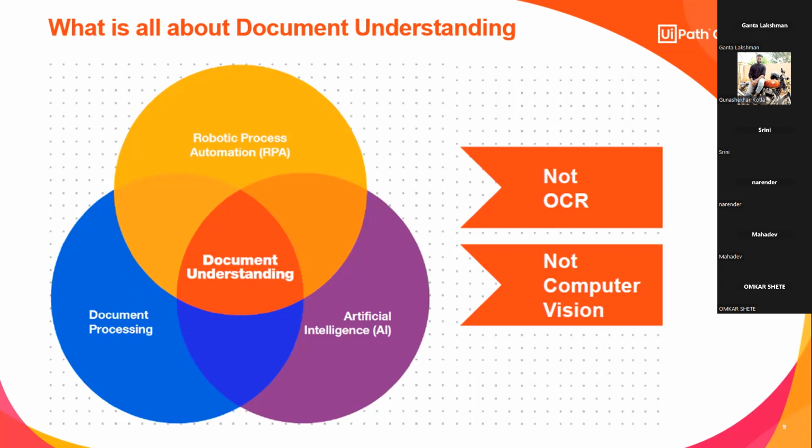But UiPath has come up with an entire end-to-end solution, where whatever you are doing in Studio can be combined with document processing. It can also understand your document, whether it is a receipt or an invoice or any kind of document, and parse the text from that document. So this is what we call document understanding.